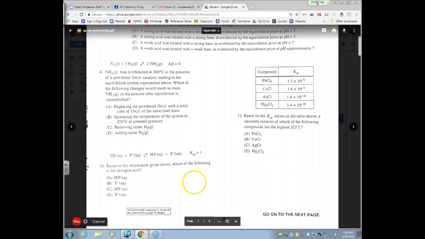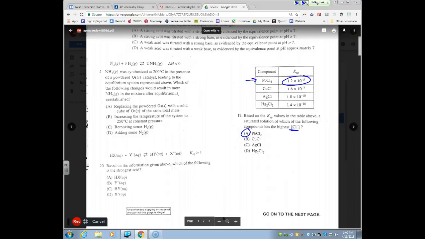All right. Then if we look at number 12, the correct answer for number 12 is A. Based on the KSP values, which of the following compounds has the highest chloride ion concentration? So we're talking about which one is going to split up the most. If we look at all these KSP values, the smaller the KSP value, the less soluble something is, the less it wants to split up. So we need to look for something that has the highest KSP value, and that's going to be our lead chloride.